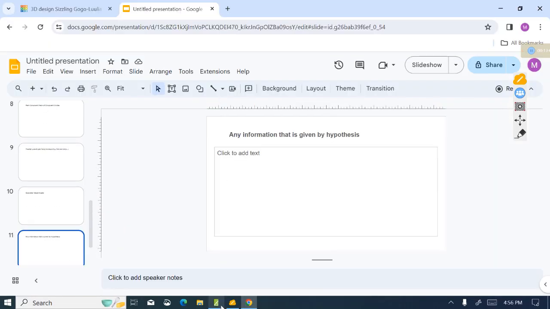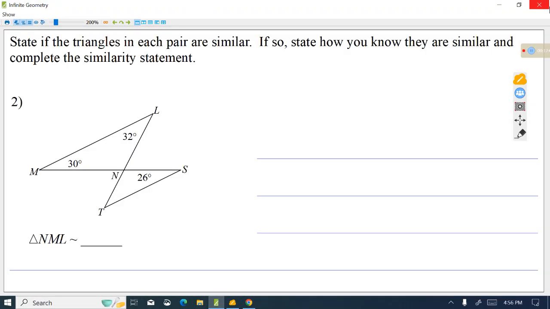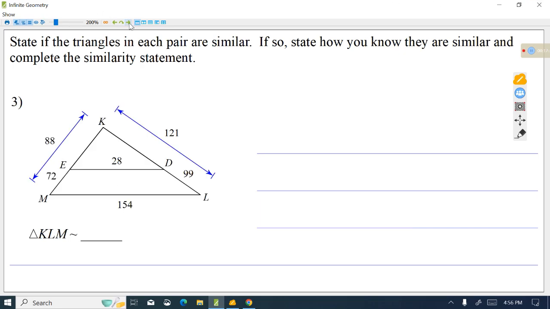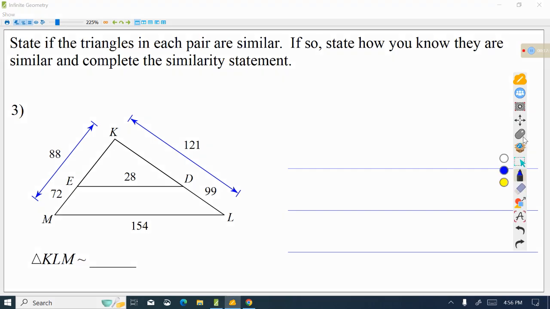Let's move back to the worksheet. You can see now we looked at the definition of similarity, and we have some examples of marks that we should make on the page to get through problems quickly. So in this example number 3, we should be able to see at this point which theorem we cannot use.